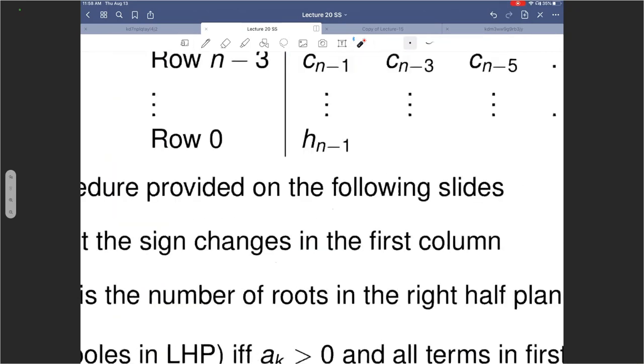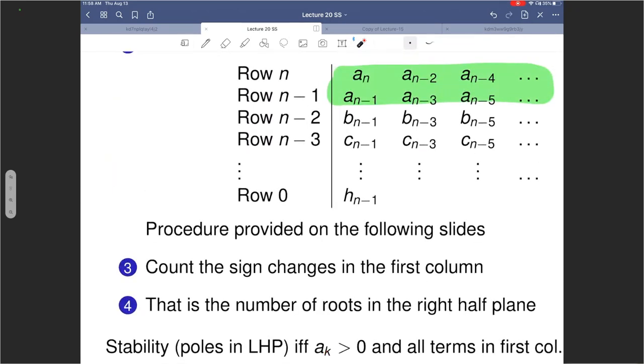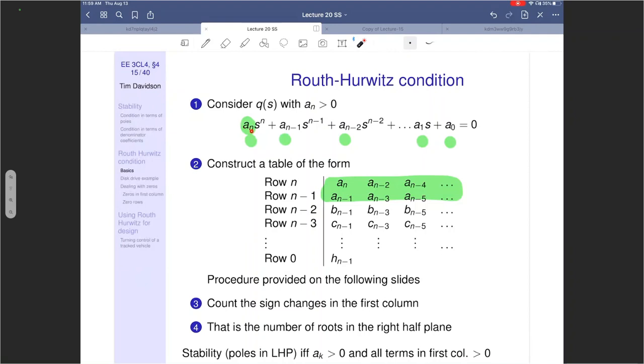By the way, what does this mean? Stability if and only if a_k is greater than 0. What does that mean? That means that I need a_n to be positive, I need a_(n-1) to be positive, I need a_(n-2) to be positive. I need all the coefficients of that polynomial to be positive. And on top of that, I need all the elements in the first column to be positive as well. Right, so I need to satisfy both of them.